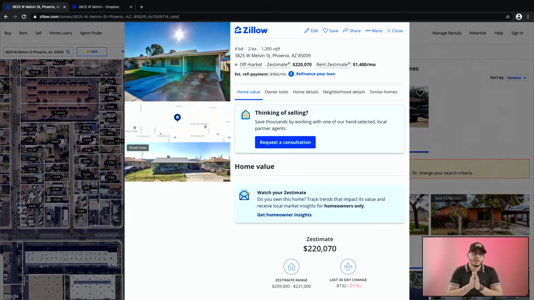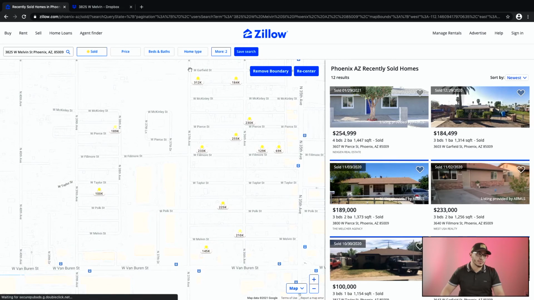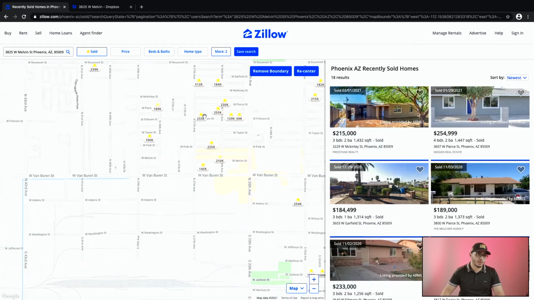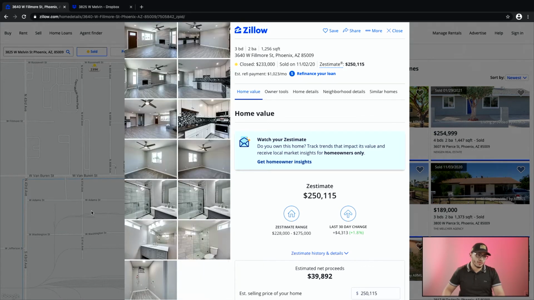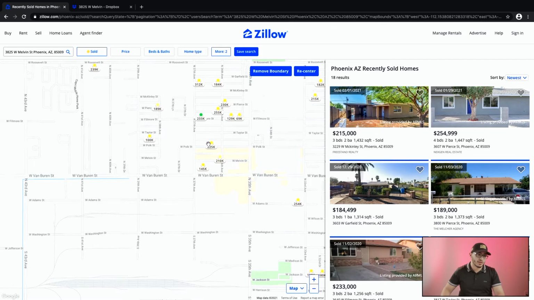Alright guys, so here we have an example that we're going to be using. First we're going to get our ARV for this property, and then we're going to determine the MAO based off that ARV. So real quick, we have a 4-bedroom, 2-bath, 1,200 square foot property. We're going to look at the comps, see what's selling for in the area. Right here we have a 3-2, 1,250 square feet. Looks similar to ours. So 333, that's our first one right there.